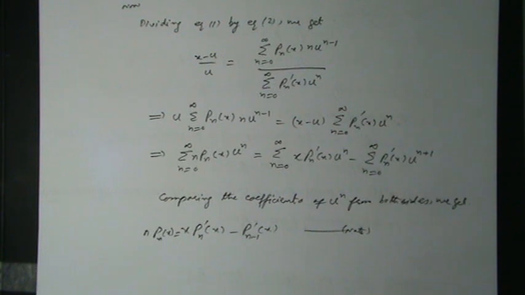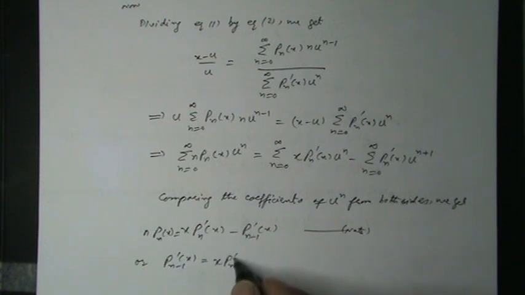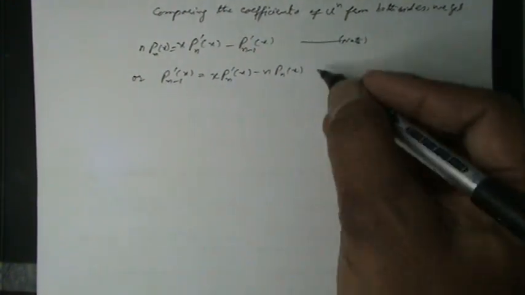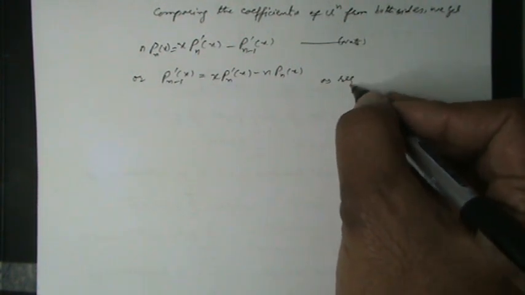It can also be written as Pn minus 1 dash (x) equal to x Pn dash (x) minus n Pn(x), as required.